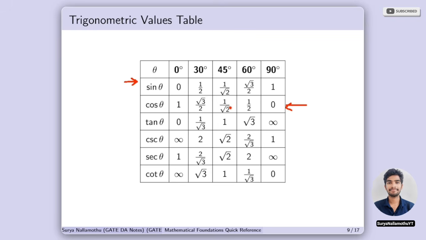For tan theta it means sin theta by cos theta, right? So say 1 by 0, it is nothing but infinity. That's why it is included. And next cosecant theta.